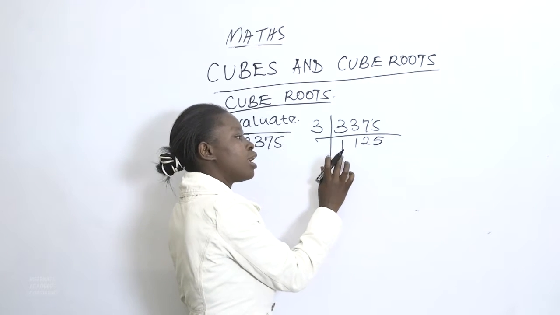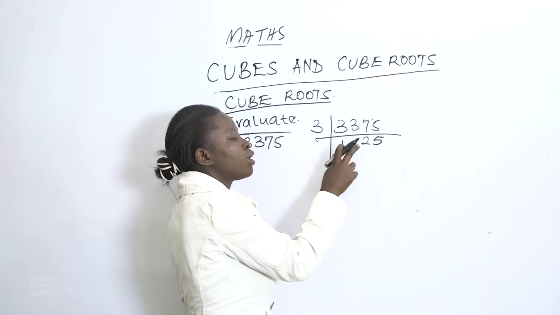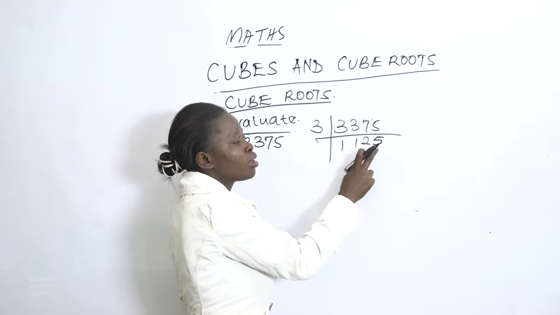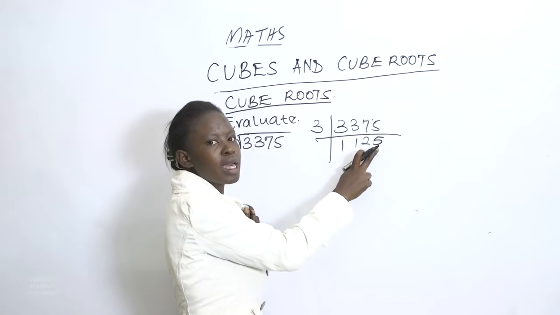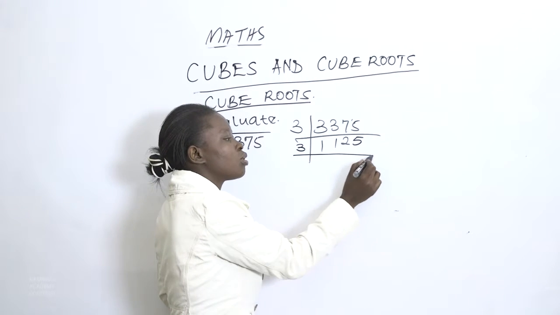So let me find out. 1 plus 1 is 2. 2 plus 2, 4. 4 plus 5 is 9. So 9 is a number that is divisible by 3, so it means I continue with 3.